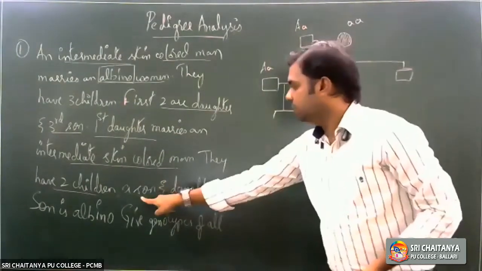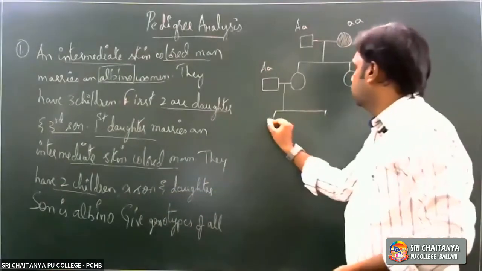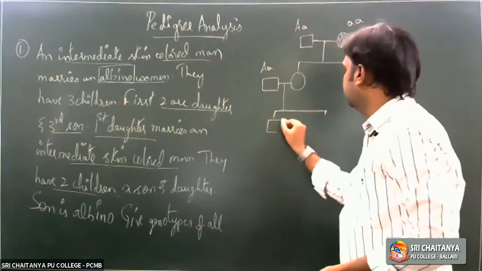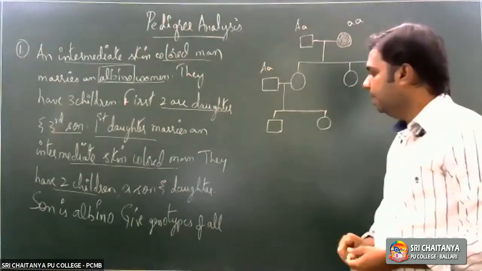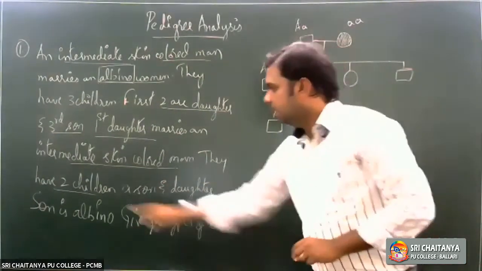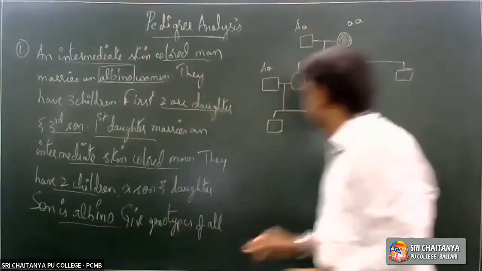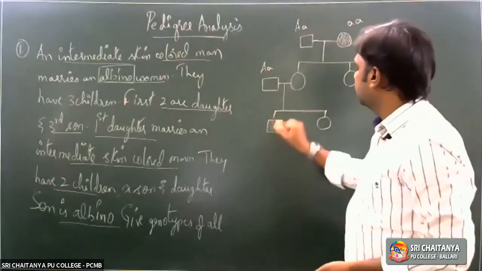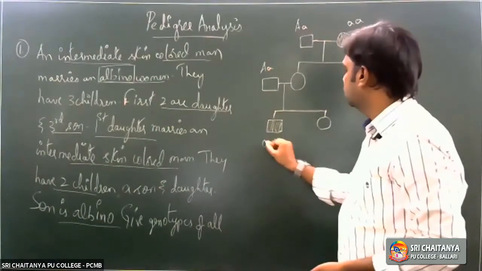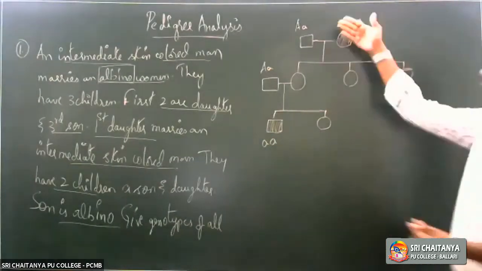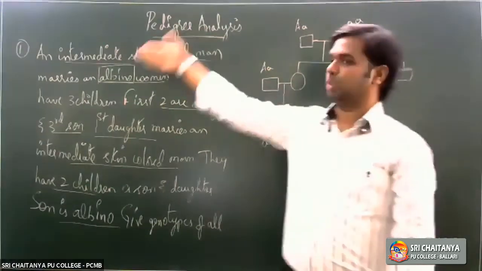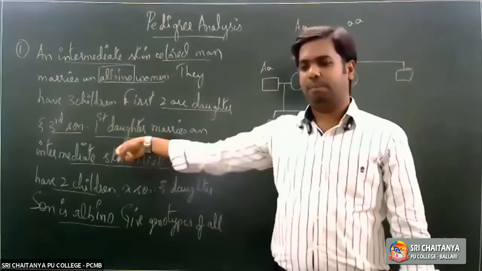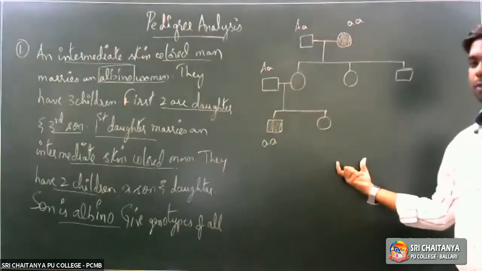Two children. First is a son and a daughter. So the first one is son here, and second one is daughter, right? And what they have told at the last, the son is albino. So this son is albino, so that is small a and small a. This is how we start representing a pedigree chart. So the pedigree chart of this question, a simple example, is actually shown here.